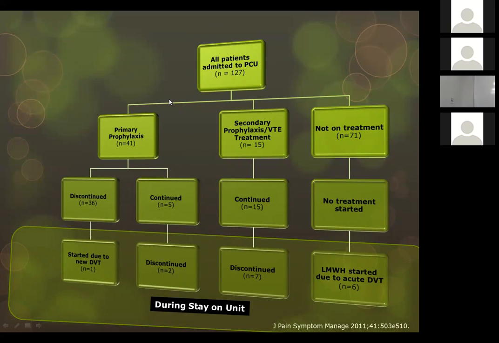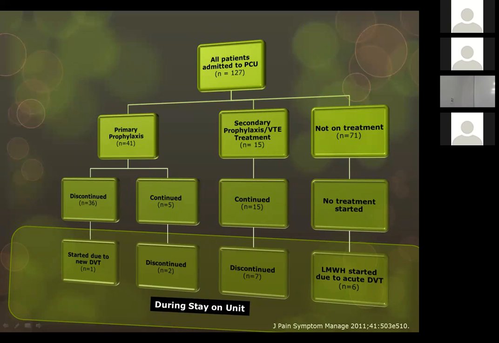Now, this highlighted section in the bottom is actually during their stay. Everything above was completed within 72 hours. So you can see some were newly started. So there's some VTE or anticoagulation that was started. One was started due to a new DVT. 2 were discontinued that were originally continued from the primary prophylaxis, and that was due to bleeds. As far as the VTE treatment, there were 7 that were discontinued, and that was either due to end-of-life care, bleeding, or family's request. And then as far as not on any treatment, there were 6 people that developed acute DVTs, and low molecular weight heparin was started in these patients.